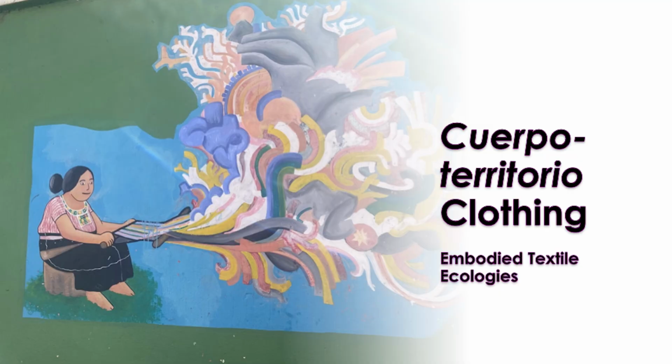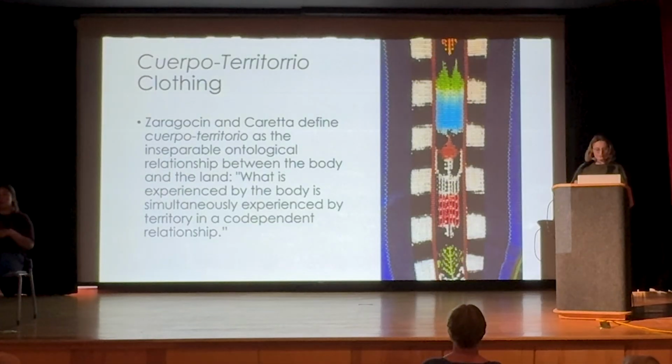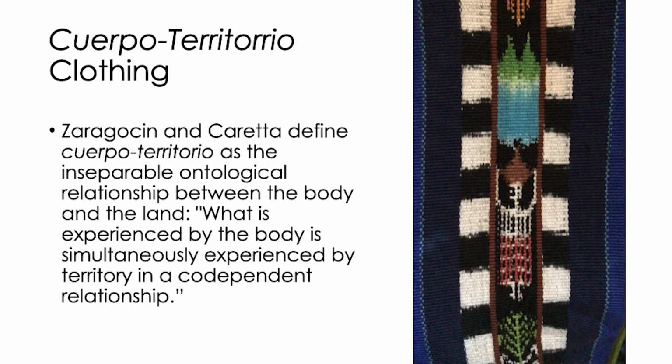So, moving on to some other meanings embedded within the cloth. I use this idea of cuerpo territorio following a paper by Zaragoza and Carreta. They define cuerpo territorio as the inseparable ontological relationship between the body and the land. So what is experienced by the body is simultaneously experienced by the territory in a codependent relationship.